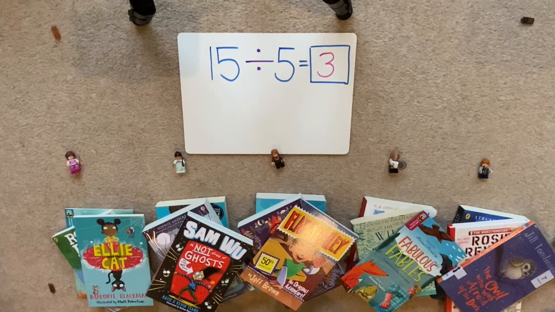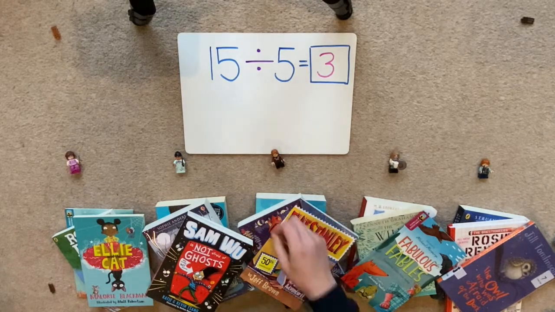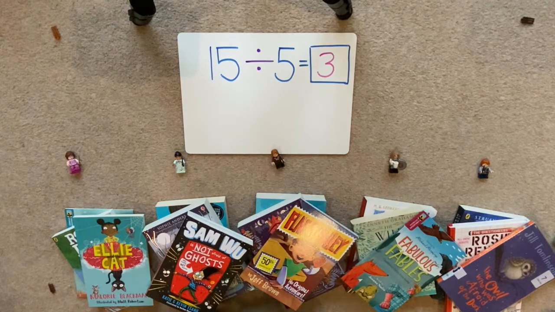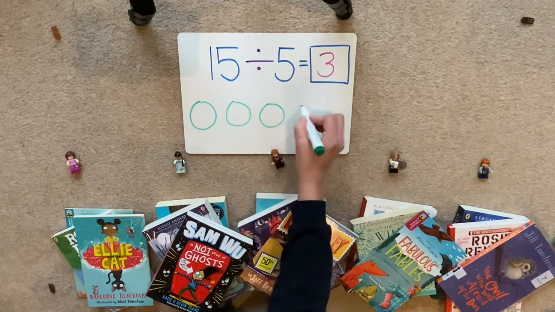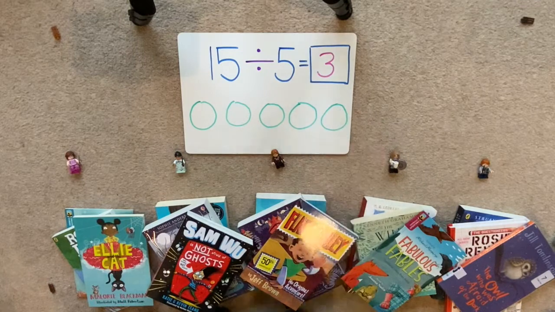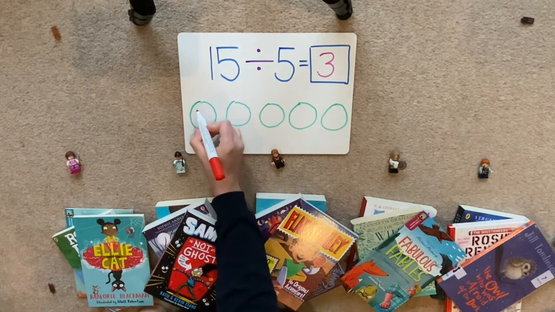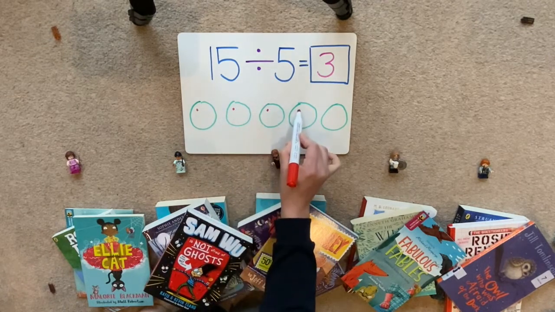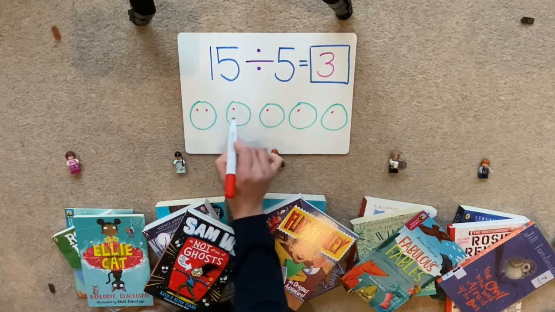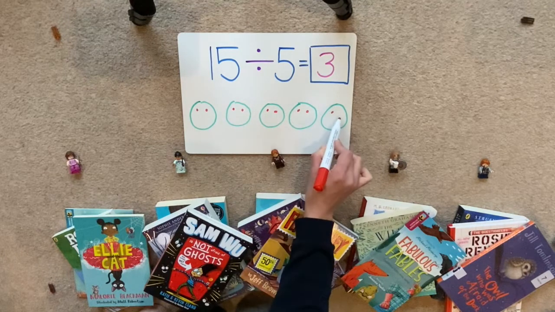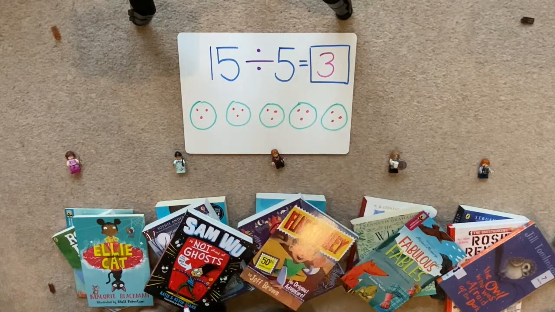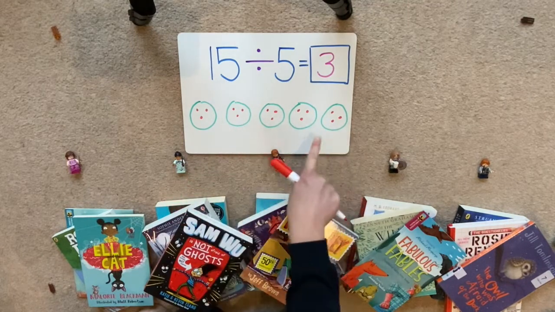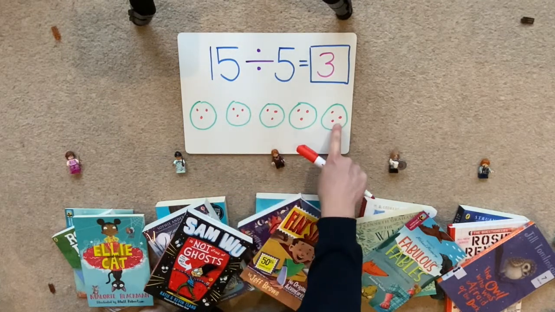Now, let's draw this. 15 altogether, shared between 5 people. So I'm going to draw 5 circles. Now we need to share them out. So I've shared out my 15 objects between the 5 groups, and I have 3 in each group.